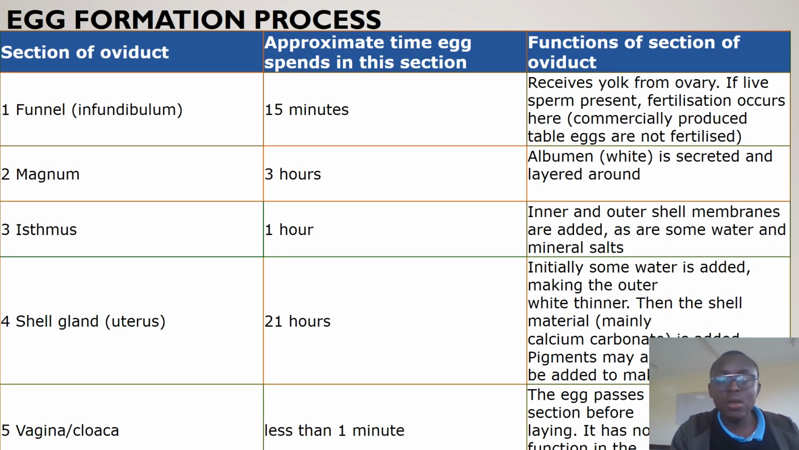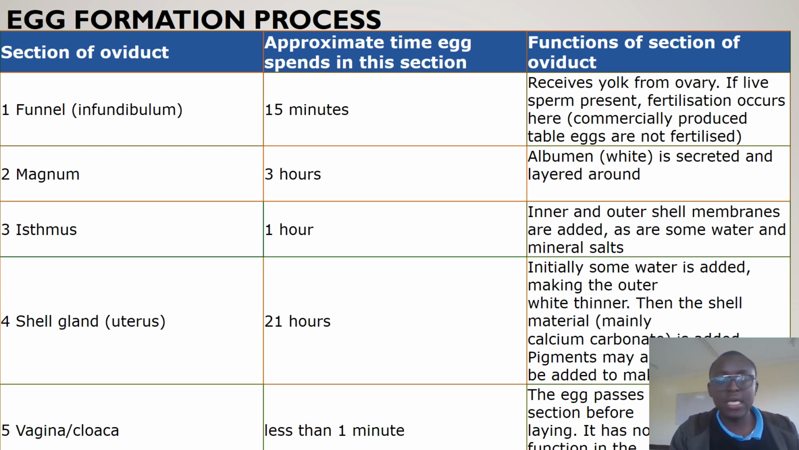Egg formation process. The egg formation process starts in the ovary. This is where the yolk is added. When the yolk attains the right size, it is released from the ovary through a process known as ovulation. When the egg has been released, it moves to the infundibulum, where the yolk is received from the ovary.